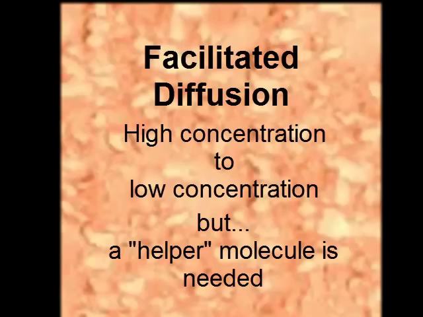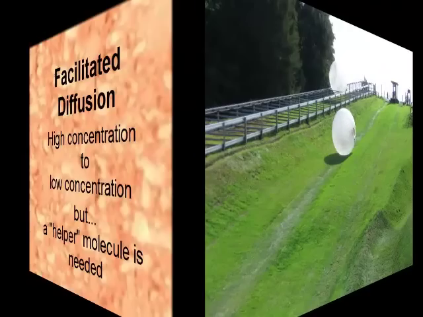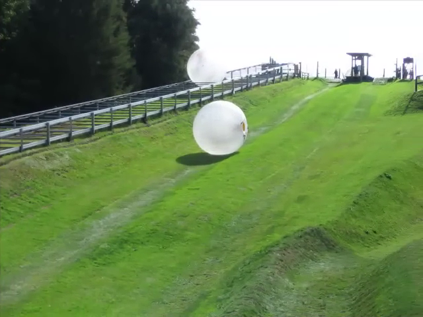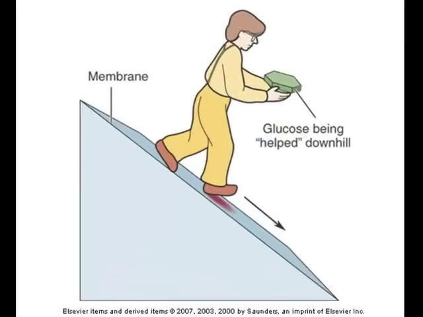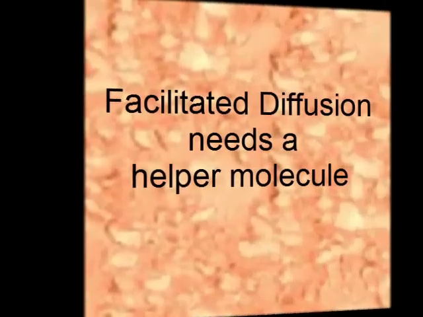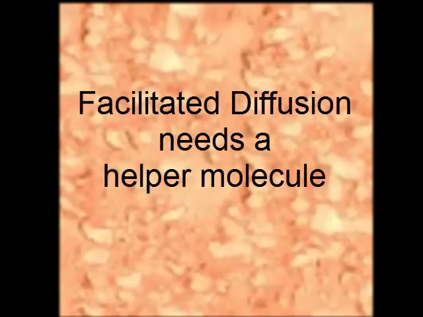It helps it. So if you think of rolling a ball down a hill as diffusion, you're going from high to low. If you take that ball and carry it down the hill, now it's facilitated diffusion. The ball is not expending any energy, but it needs a helper to get down the hill. So the key with facilitated diffusion is the presence of a helper molecule. Okay, so osmosis.